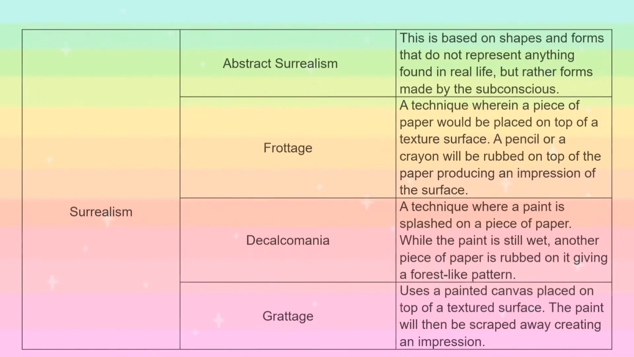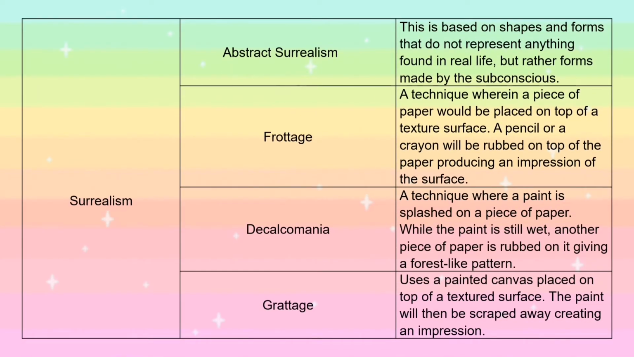Next, we have another art movement. It is Surrealism. So under Surrealism, we have different kinds of art movement. It is Abstract Surrealism, Portage, Picalco Mania, and Gottage.